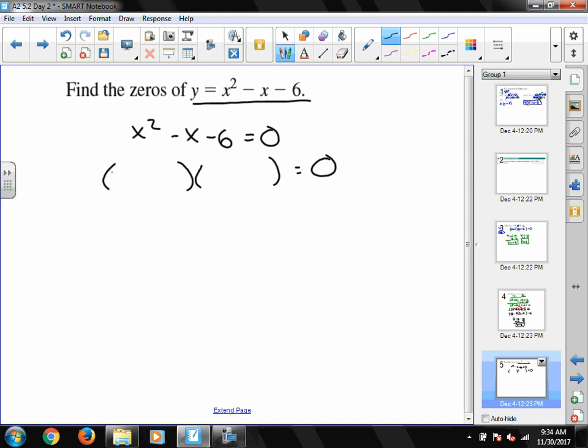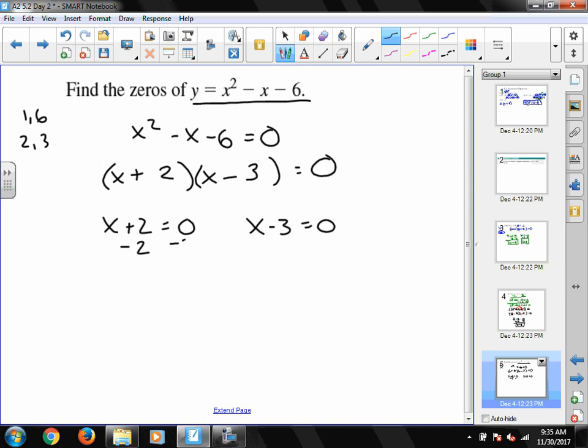What multiplies to x squared? x and x. Opposite signs, since I have a negative in front of my 6, so 1 plus, 1 minus. Factors of 6: 1 and 6, 2 and 3, and I need it to add to negative 1, so negative 3, positive 2, equal to 0. I'm going to get x plus 2 is equal to 0, x minus 3 is equal to 0. Minus 2 from both sides, x equals negative 2. Add 3 to both sides, x equals 3.